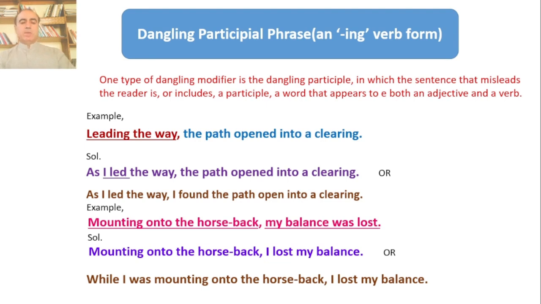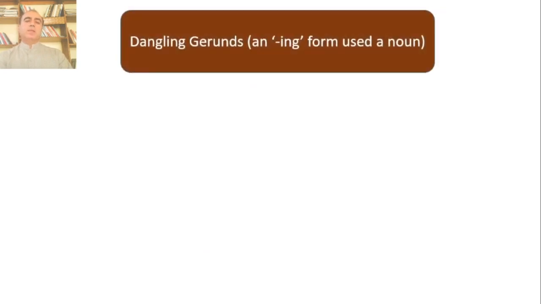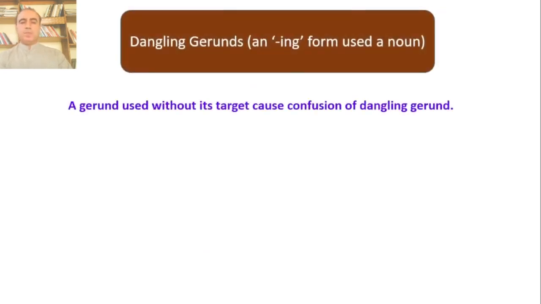So example case 1 and case 2 seem more elegant. Here we supply I in I lost my balance, and in this case we supply while I was mounting onto the horseback, and in addition to that, I lost my balance. These are better explaining statements. Then dangling gerunds. A gerund would be without its target, causing confusion to the meaning.